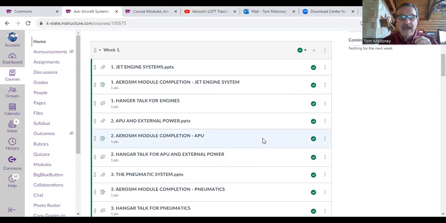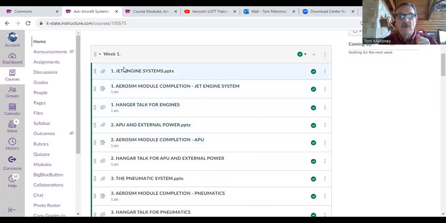So let's talk about how we have the course actually laid out. We have, as I said, 8 weeks of training. The first 4 weeks will deal with specifically systems on the aircraft. And I have the systems laid out and numbered. As you can see, on week 1, we have jet engine systems. This is a PowerPoint program that is basically your lecture for that system. I'll provide that to you. Just click on this and go to the lecture.